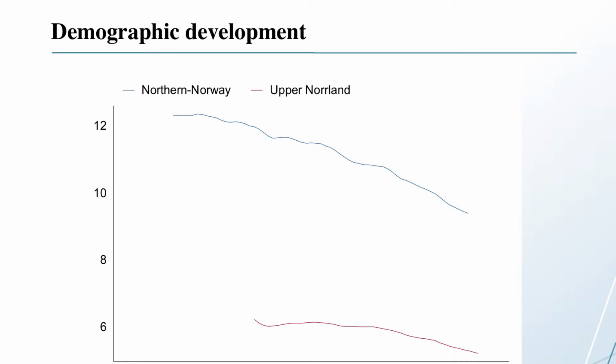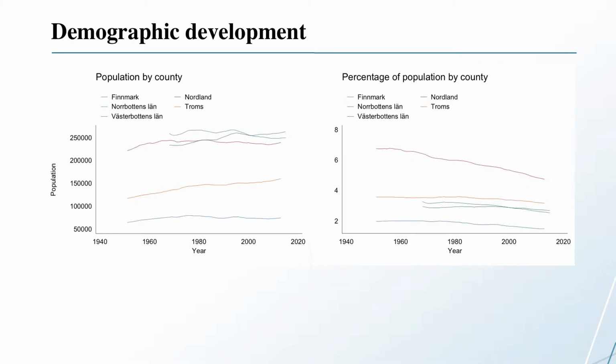Here you can see that in Sweden, we only have data from 1968. In Sweden, it's relatively stable, around 6% of the total Swedish population live in the High North. Whereas in northern Norway, you have a rapid decline from around 12% living there in 1945 to around 8% these days. When you do further analysis, you'll see what is happening.